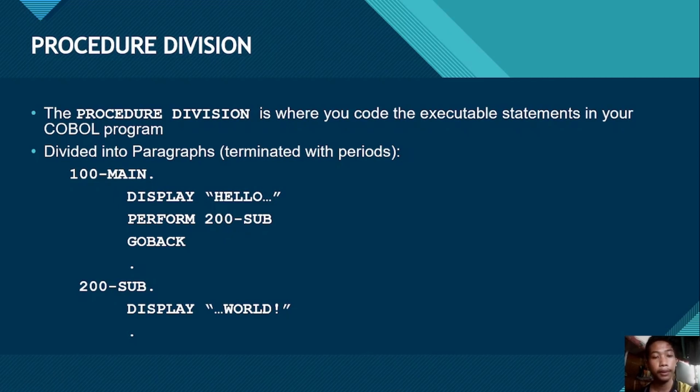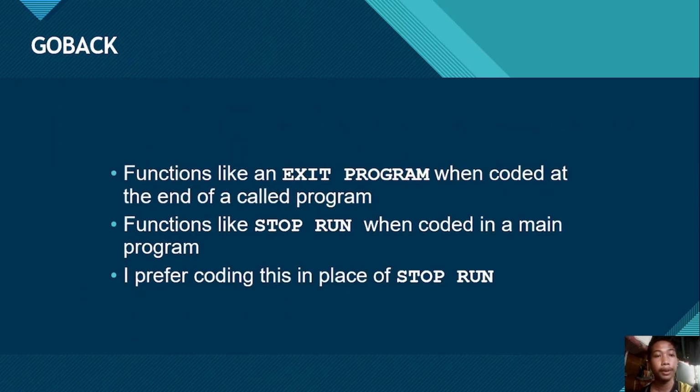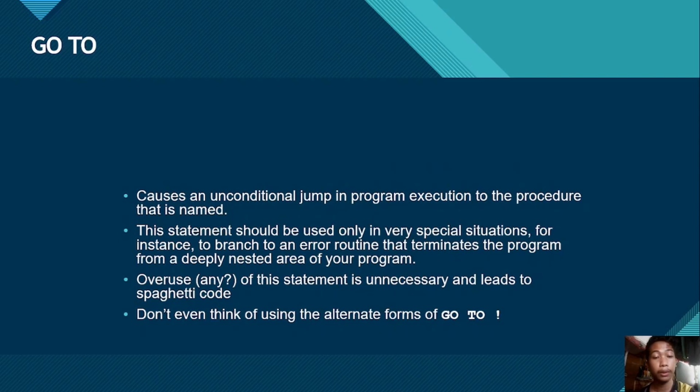So it means these paragraphs are called, in another language, maybe functions. So the functions like an exit program when coded at the end of the called program, and functions like stop run when coded in the main program. I prefer coding this in place of stop run. So the goto causes an unconditional jump in program execution to the procedure that is named.